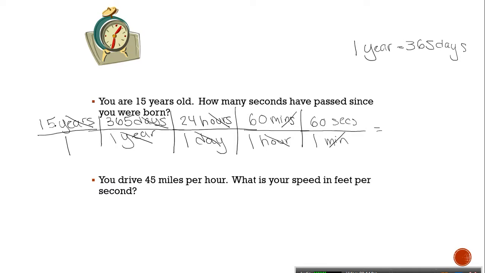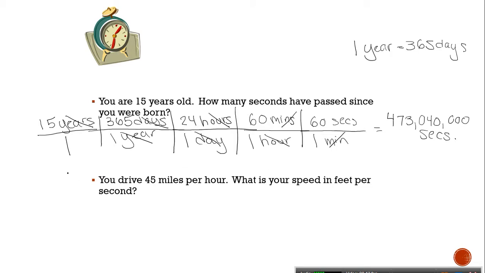So now what I'm going to do is multiply 15 by 365 by 24 by 60 by 60, and I get a number of 473,040,000 seconds. It's a lot of seconds since you were born.